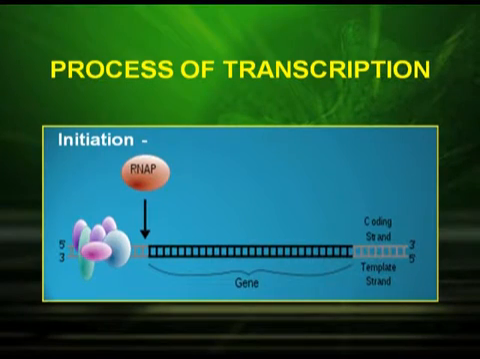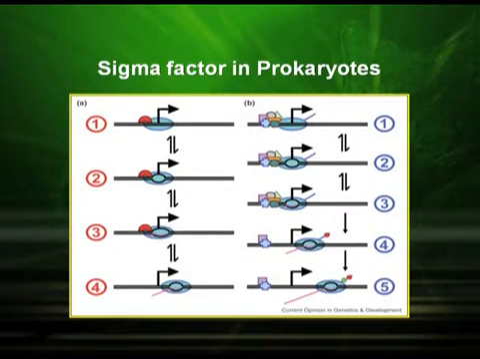Now, you can look at the picture and see how the initiation process is taking place, and the RNA polymerase has bound to the promoter region. The following diagram shows the sigma factor in prokaryotes. The sigma factor is the initiation factor that binds with the RNA polymerase and starts the initiation process.